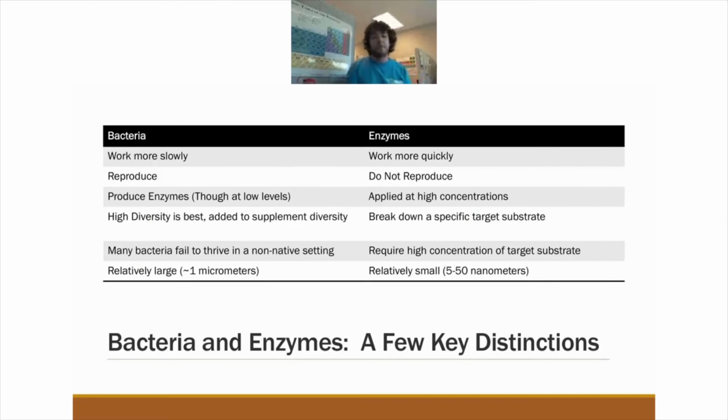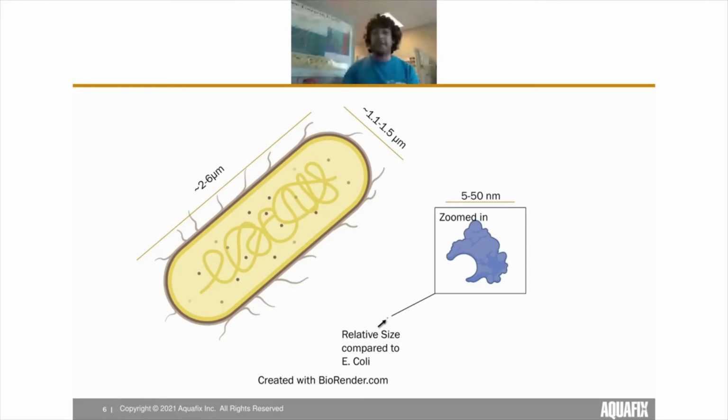Just a quick overview. We have our bacteria and we have our enzymes. They are two separate categories, but there's a couple keys which we'll come back to throughout the presentation. The main one being bacteria tend to work more slowly, but they can reproduce, and enzymes tend to work more quickly, but they cannot reproduce. Enzymes in particular require a high concentration of target substrate to be very effective, whereas bacteria can be more effective in lower substrates with supplementing diversity to take care of specific roles in the system because of their ability to move and reproduce.